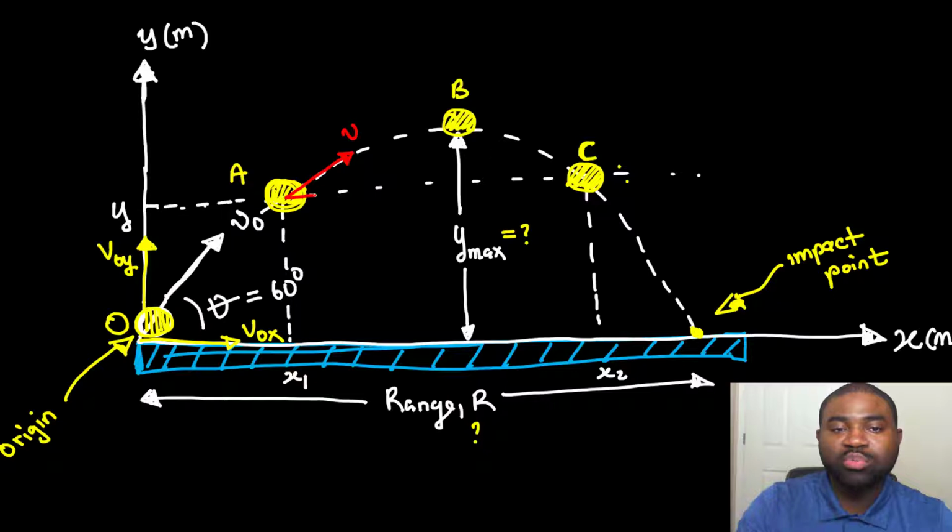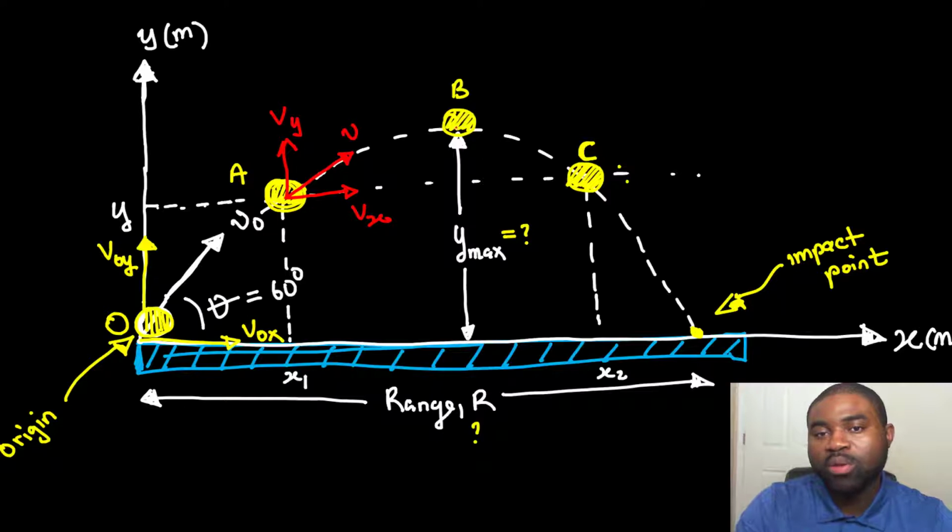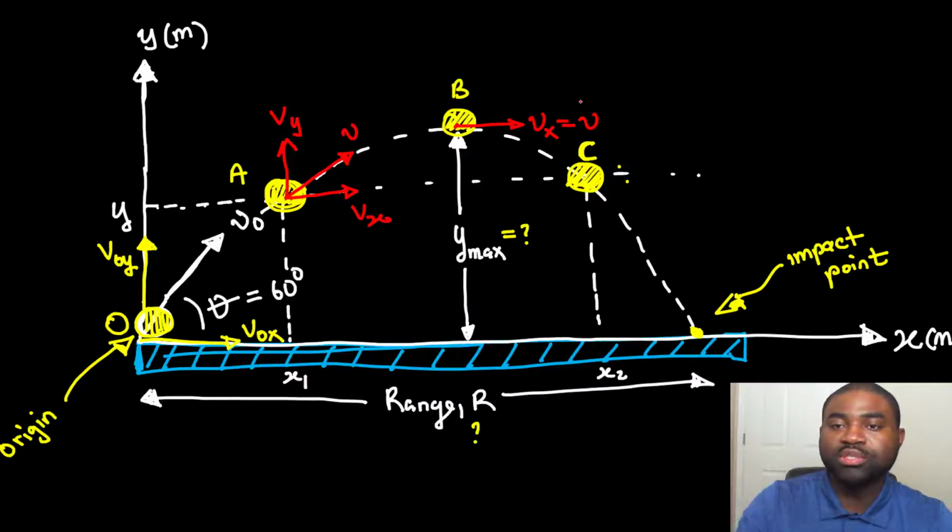It has an x component. This is vx, and it has a y component. This is vy. Now at point B, the velocity is directed like that. This is vx. So the velocity at B is strictly just the horizontal component. Keep in mind that the vertical component at B is 0. B is the maximum height.